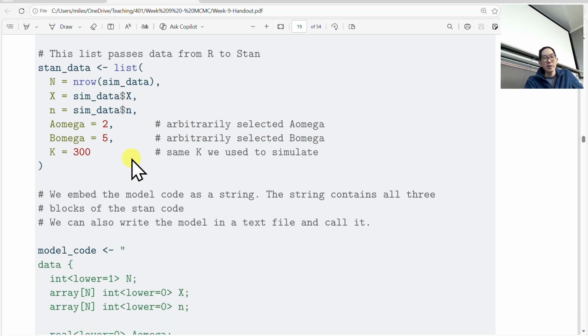For the prior, arbitrarily selected values of 2 and 5. 2 plus 5 is 7, so it's going to be really widely spaced. And 2 divided by 2 plus 5, so 2 divided by 7, gives us around 0.28. So we have a mean of around 0.28, but it's really diffuse, really wide. And then we arbitrarily selected 300.